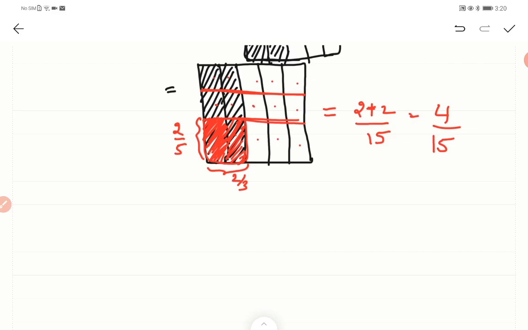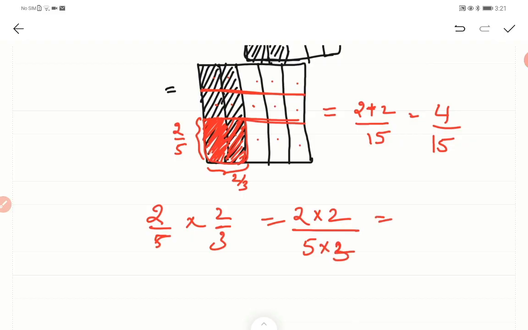Just go by multiplication of 2 by 5 into 2 by 3. How much you'll get? 2 into 2. Numerators you will multiply and denominators you will multiply. So this is 4 by 15. So it is same as your pictorial representation. So whenever you are given figures, you should understand how you are going to write that into a fraction.